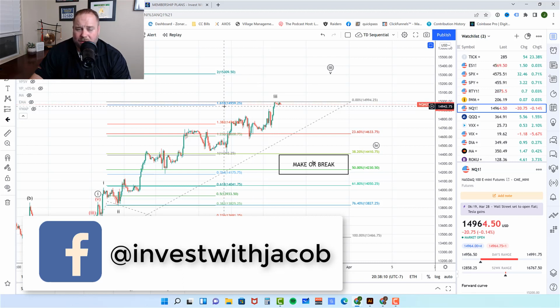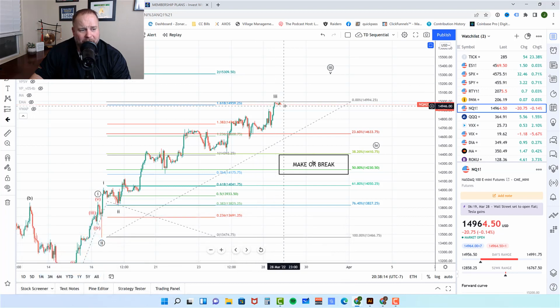Although they're up at the 1618, they can push up to the 2.0 at 15,309. But our primary path is still having them pull back and test the pivot down around that 14,410 area to 14,230, with a line in the sand being that 14,175 area at the bottom of the pivot.